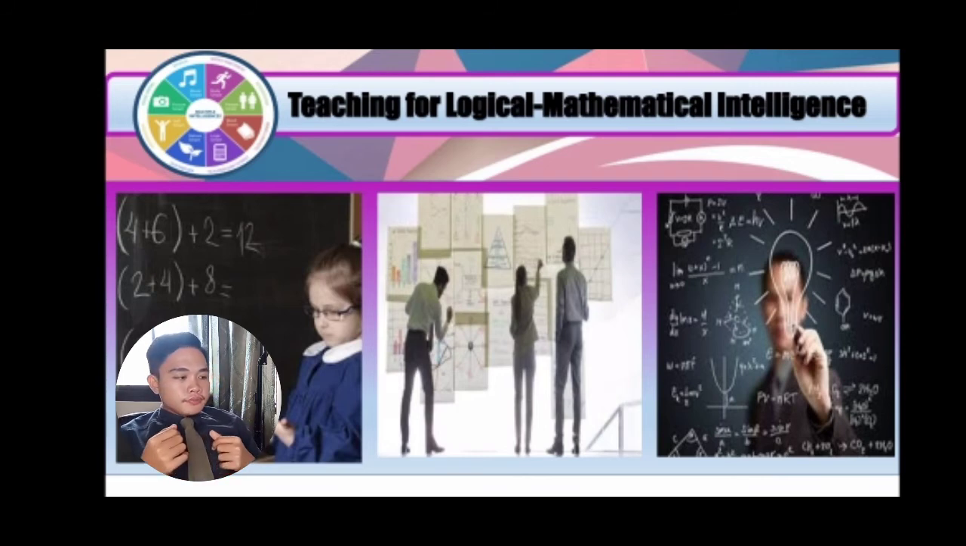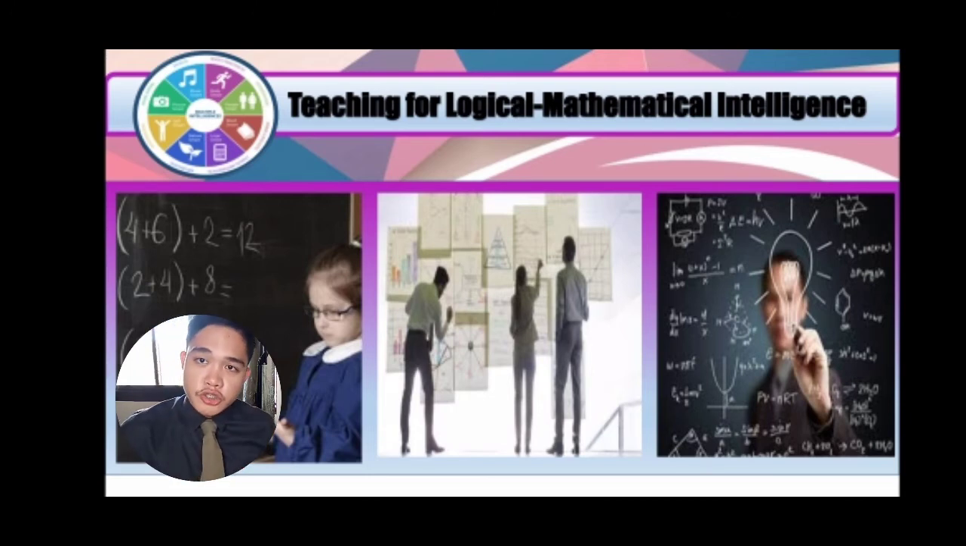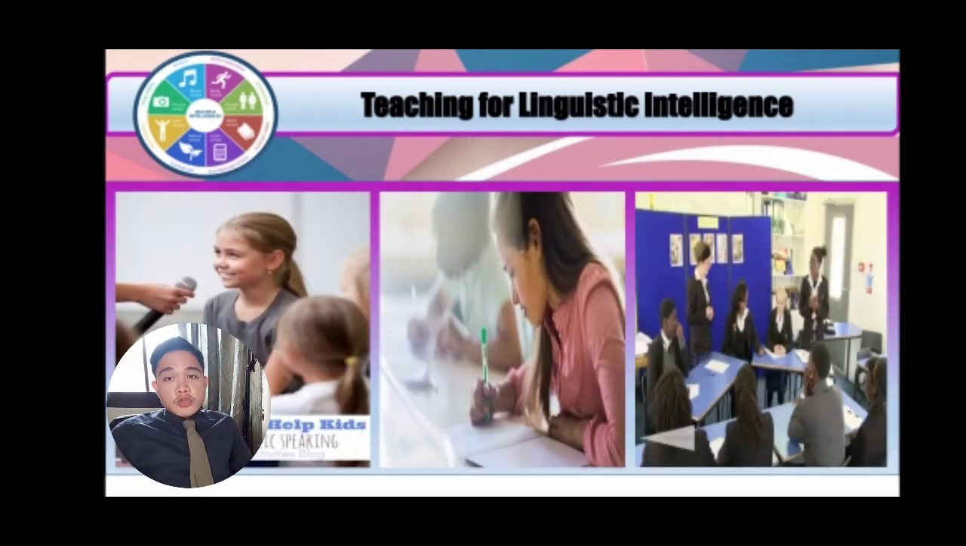What are the careers that usually wait for these students, or what field in the work industry waits for them? First, they can become auditor, accountant, mathematician, di ba? Scientist, statistician, computer analyst, and technician, because these professions require logical and linear thinking and mathematical abilities or calculations, di ba? What about teaching for linguistic intelligence?